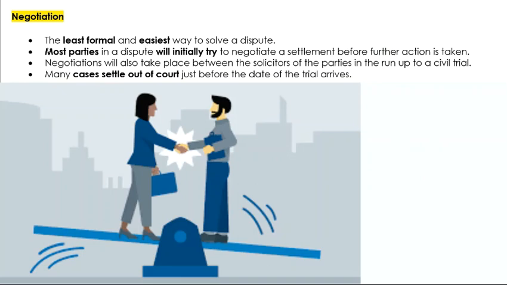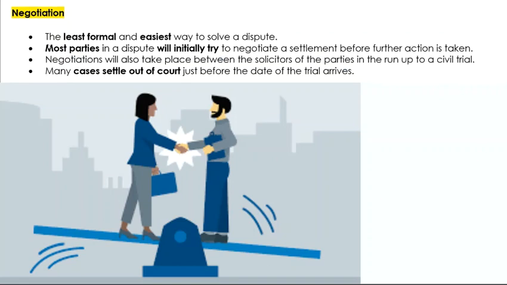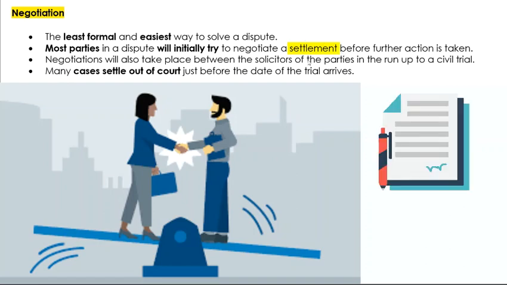Negotiation is the least formal and easiest way to solve a dispute. I say easiest because in theory that is meant to be the easiest way. Whether that works in practice, that's a different story. It simply means that parties try to solve the problem amongst themselves. Most parties to a dispute will initially try to negotiate a settlement before further action is taken. A settlement is an agreement and often involves some sort of payment, so that the parties find a way of solving their own dispute without involving the courts.